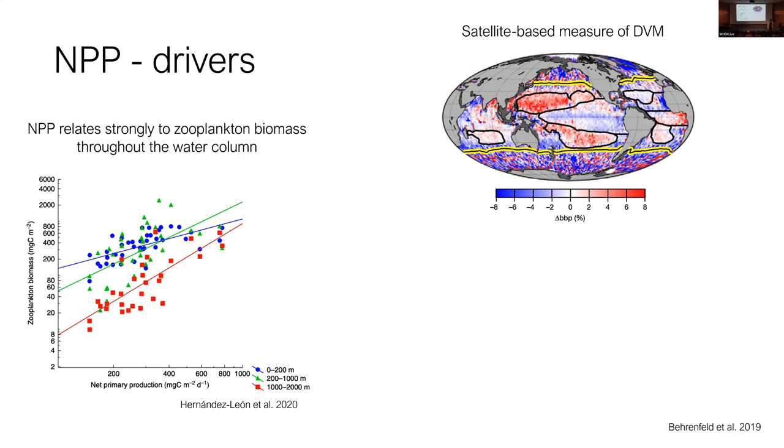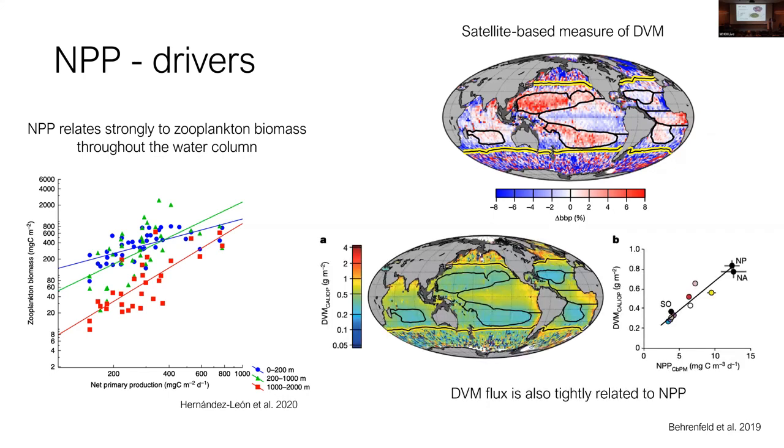So what they're showing in this figure is greater extent of vertical migration in the oligotrophic gyres, as we expect. The zooplankton and other migrators are avoiding visual predators. And what they also found is that the flux of DVM is strongly tied to NPP. So this makes sense. If the zooplankton biomass is strongly related to NPP, then the flux would be as well. And this is consistent with what Santiago showed in his 2019 paper.